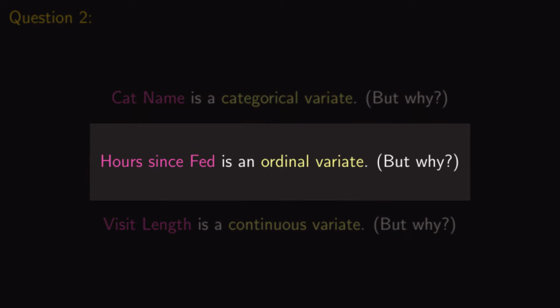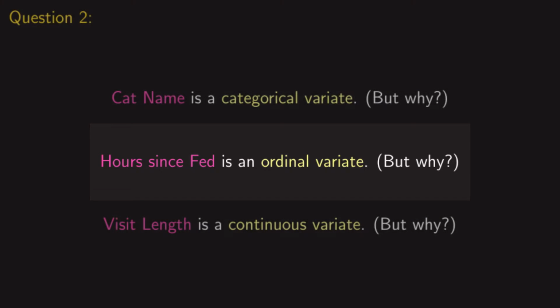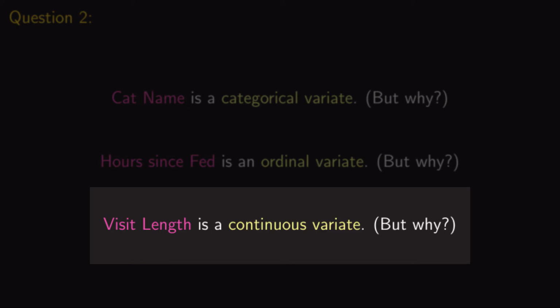In contrast, we can look at the hour since fed variable and note that this is ordered data. In particular, a 0 means that they were fed this hour, a 1 means that they were fed last hour, and so on. As a result, this is an ordinal variate. To complement this variable, I've also added an additional variable called 6 or more, which is a binary variate that takes a 1 if the hours since fed variable is larger than or equal to a 6, and it takes a 0 otherwise. Finally, we look at the visit length variate.